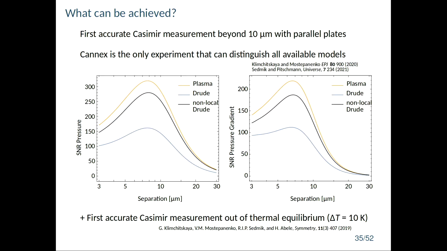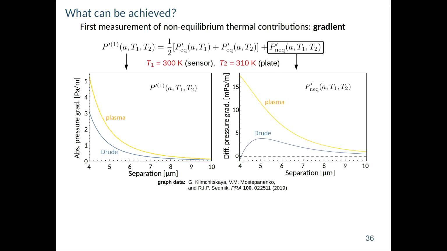Okay, so what can be achieved? This is a signal-to-noise ratio plot for Casimir forces. Now we have plasma, Drude, and also the non-local extension of the Drude model. And you see current experiments are near 1 in this regime. And with CANNEX, we could get to a few hundred. So it would be clearly possible to distinguish between these models also at very large separations. And we can do the same also at 10 Kelvin difference.